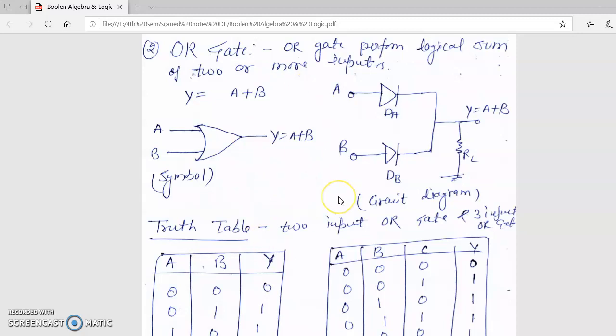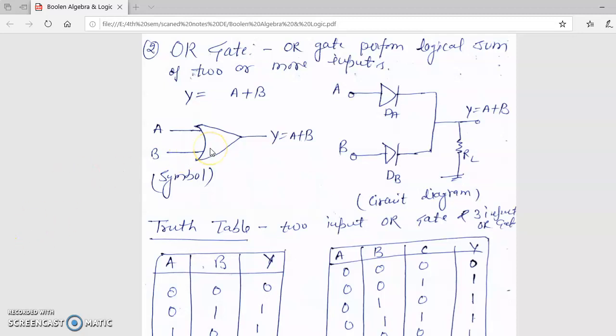In this series we are becoming familiar with Boolean algebra and the logic gates. In the previous video we learned about the AND gate. Now in this series we proceed to the OR gate. The OR gate performs the logical sum of two or more inputs, or it performs summation in digital electronics.